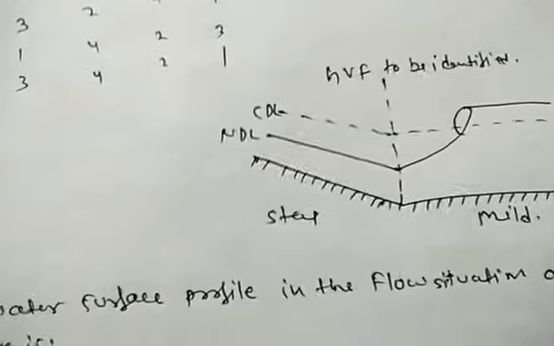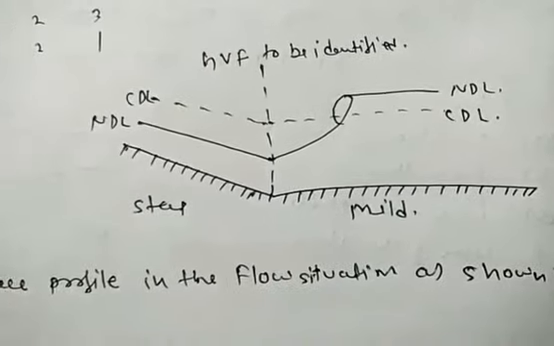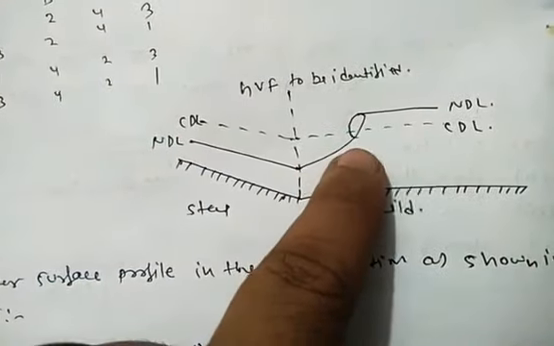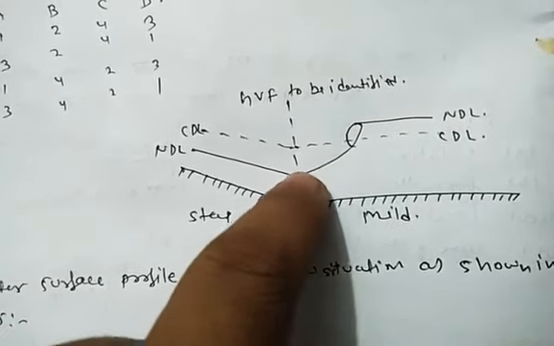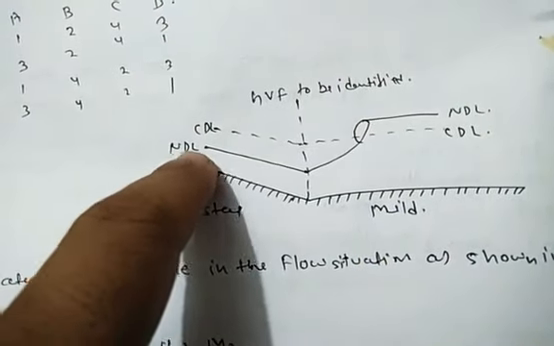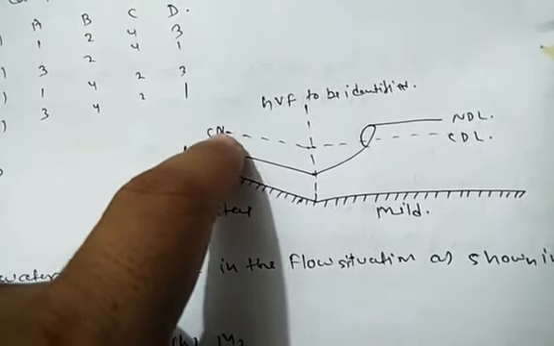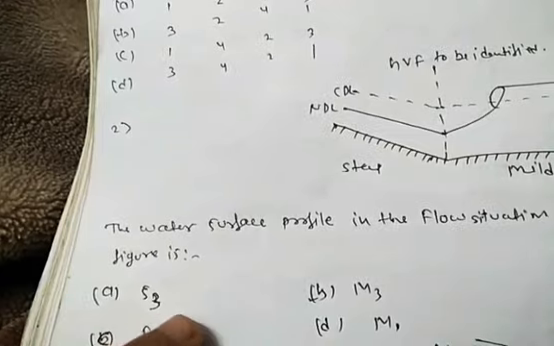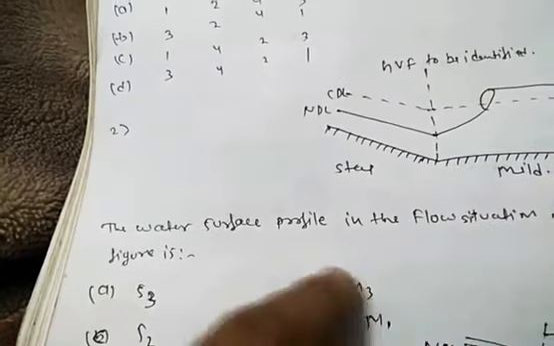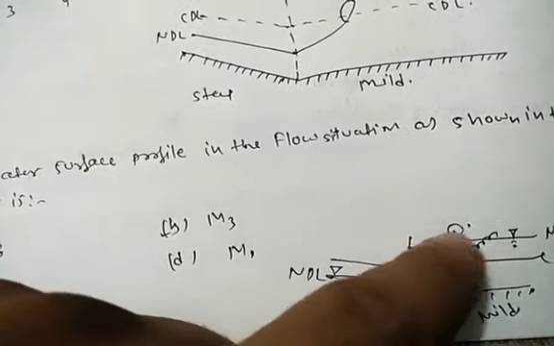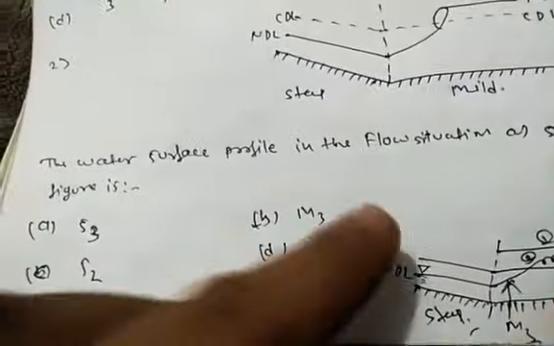Next question is question number 2. This diagram shows the flow in the section profile of flow: steep slope and mild slope, normal depth line and critical depth line. In this question, option 1 is S3, M3 and S2 and M1, and option B is correct. Solve this question: steep slope and mild slope, M3, and option B is correct.